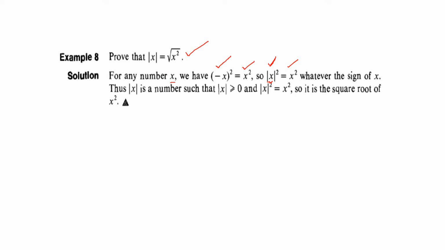Thus, the absolute value of x is a number such that it is greater than or equal to 0, and the square of the absolute value of x is always equal to x square. So it is the square root of x square, as proved. Now keep it in your mind that this relation is always true.